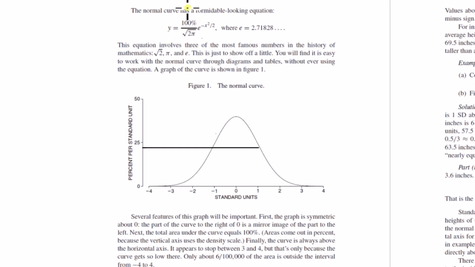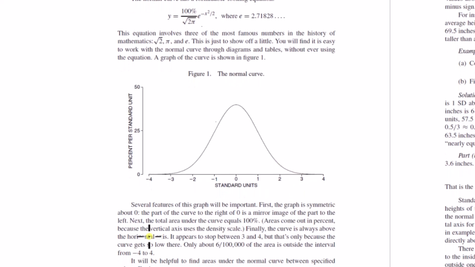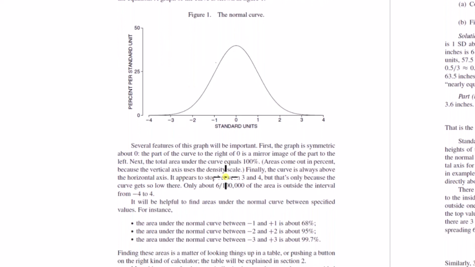This formula here, this normal curve, is based on this horizontal scale, which we haven't talked about what it means yet, but it's also based on the density scale. The density scale is percent per horizontal unit. So what does that mean? If that's the case, then the total area under the curve equals 100%, right? That's what you would expect. The total area under this curve is equal to 100%. Areas come out in percent because the vertical axis uses the density scale.